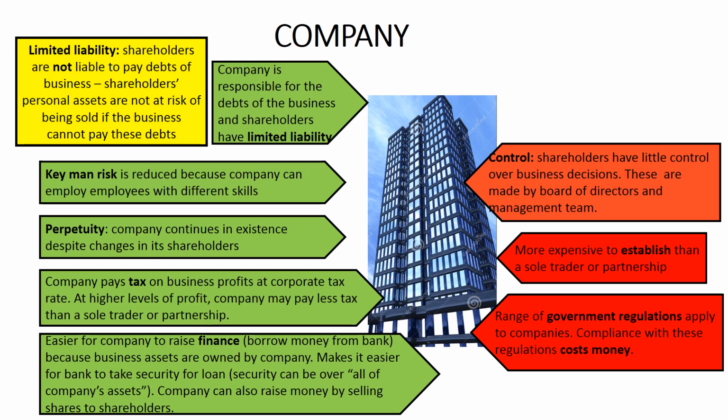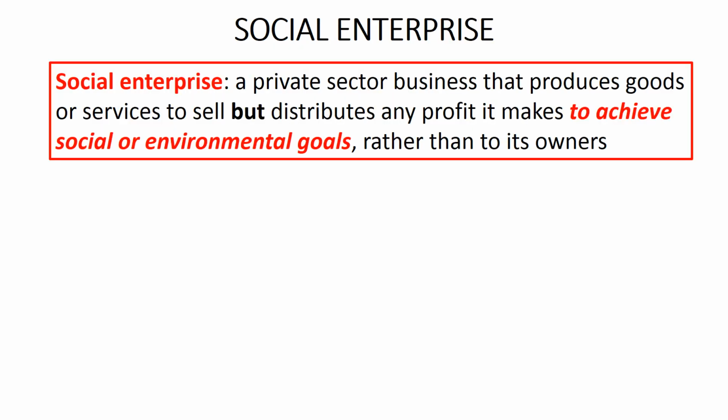Comparing the features of a company with those of a sole trader and a partnership, it's likely that you will come to the view that, in most cases, it is better to use a company rather than a sole trader or a partnership to own and operate a business. The final two types of businesses that we need to look at are social enterprises and government business enterprises.